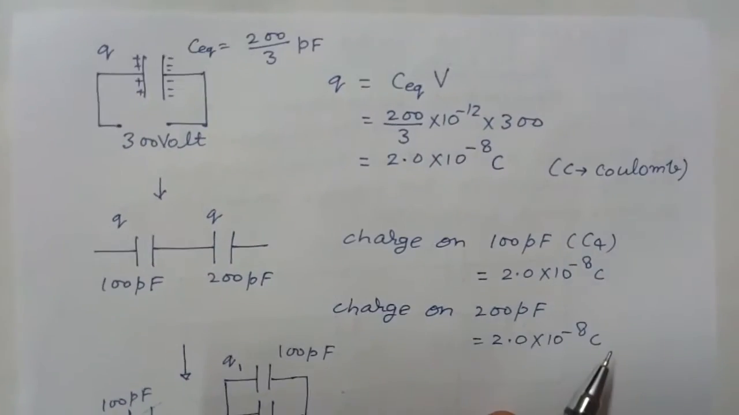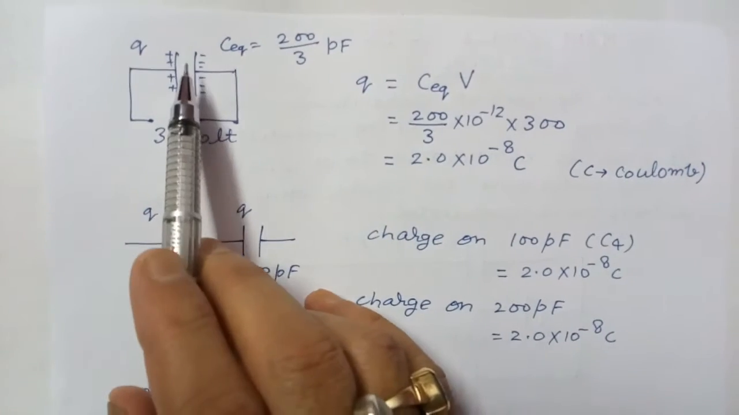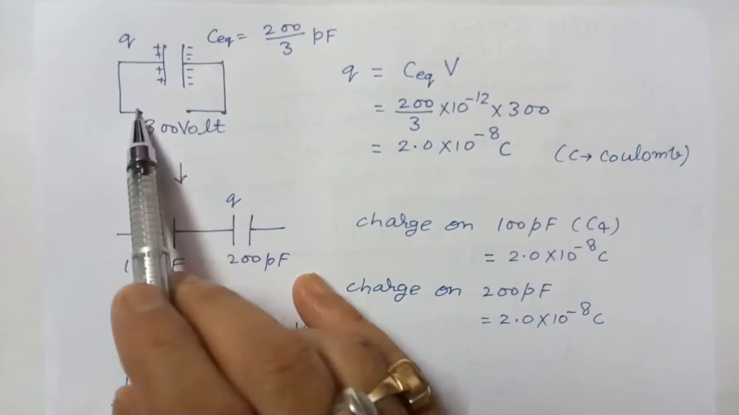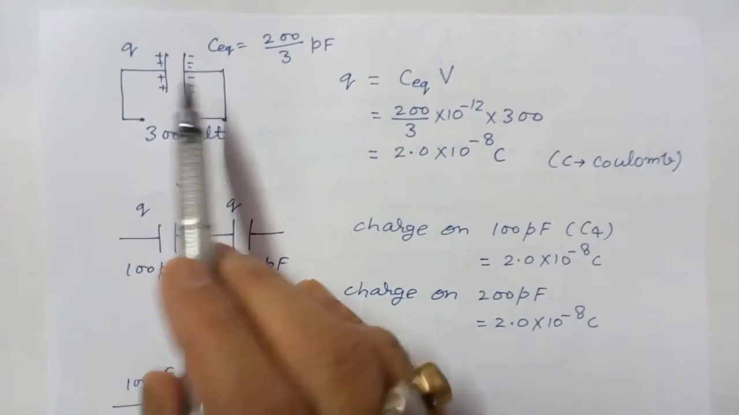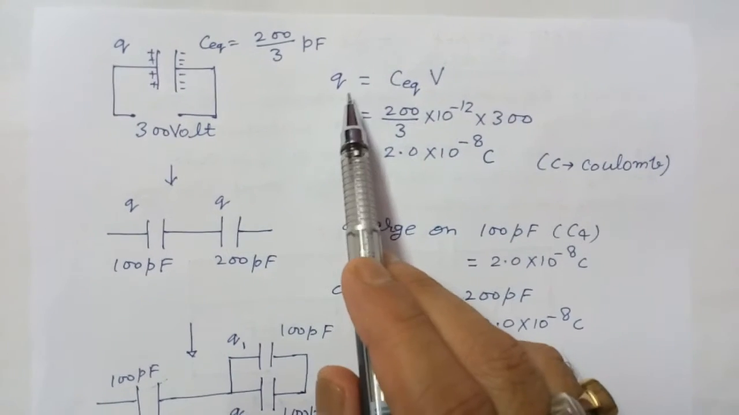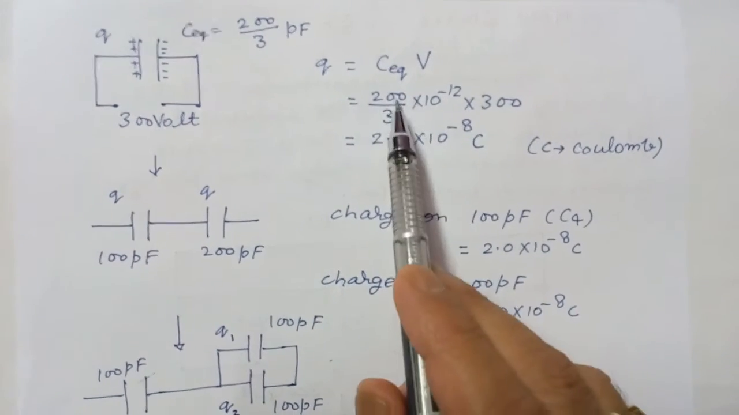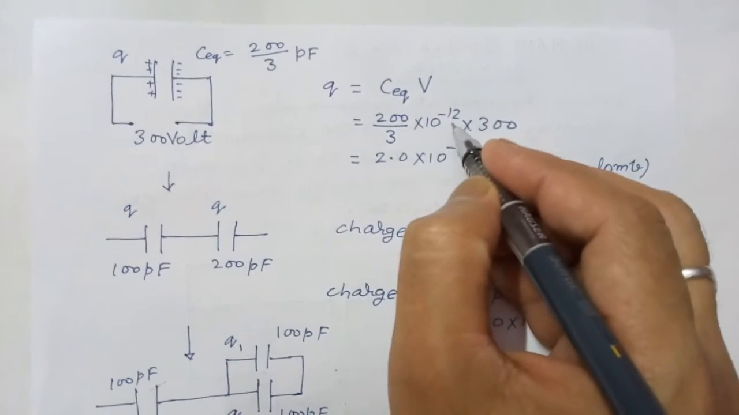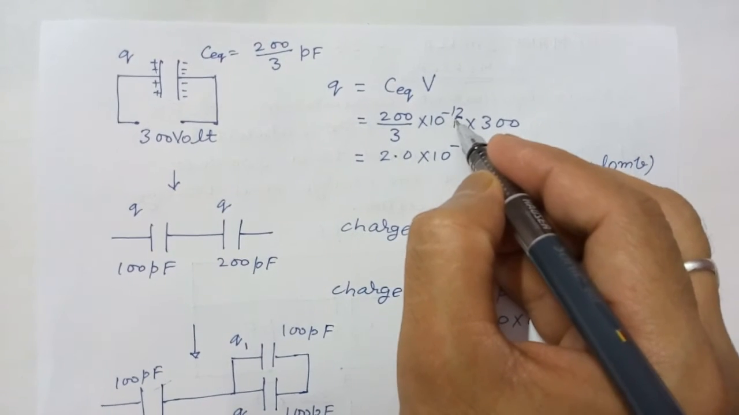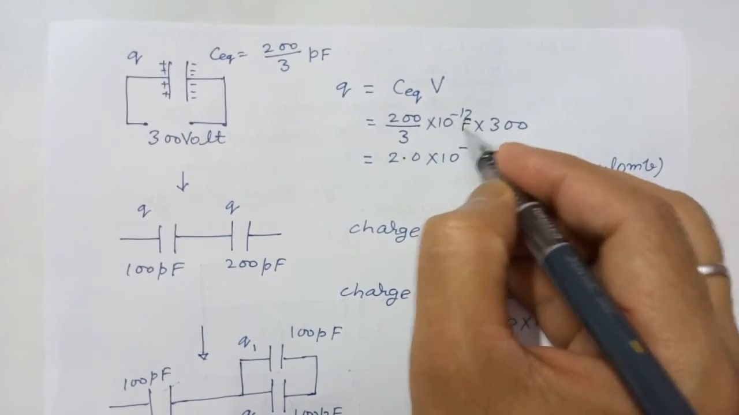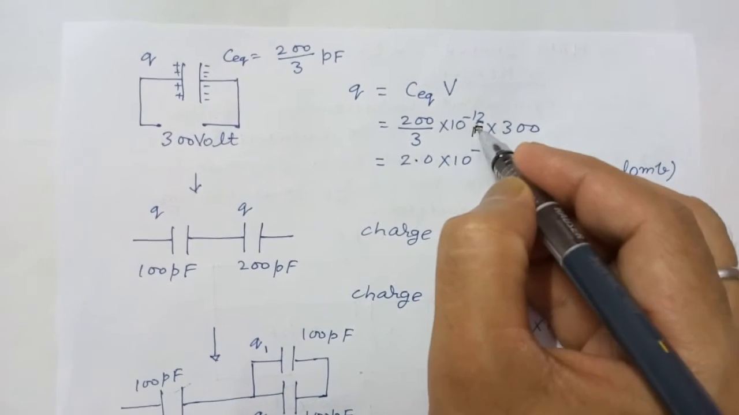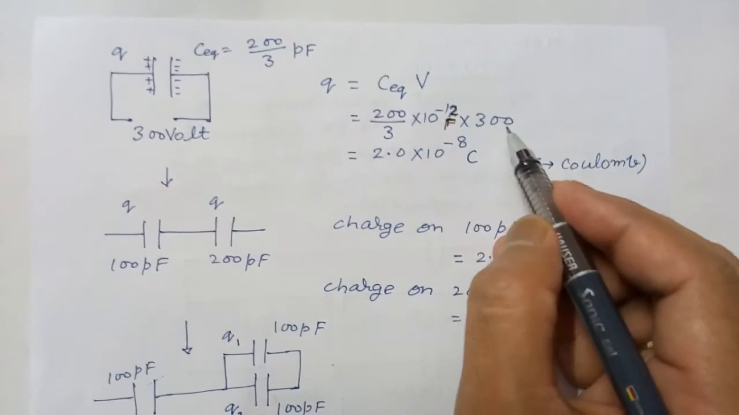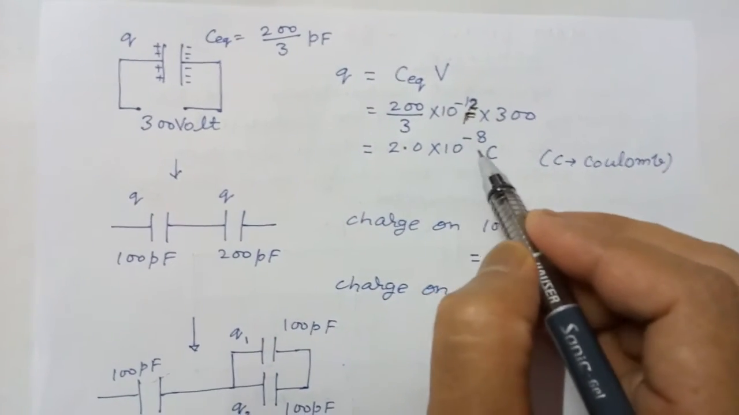Now we have to calculate the charge on each capacitor. So first, the equivalent capacitance is connected across 300 volts, so we calculate the charge on the equivalent. So Q is equal to C equivalent into V. This is equal to 200 upon 3 into 10⁻¹² farad, because 1 picofarad is 10⁻¹² farad, multiplied by 300. So this is equal to 2 into 10⁻⁸ coulomb.